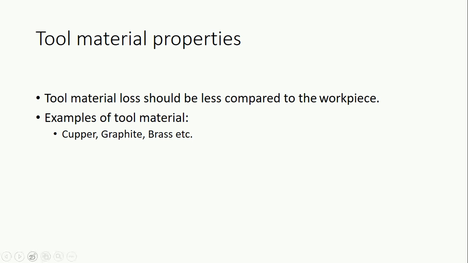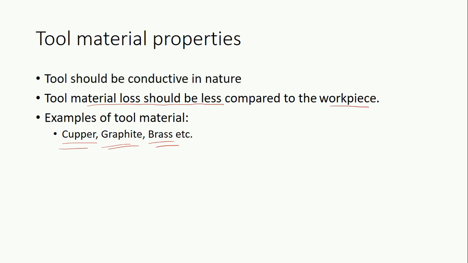Now, what are the tool material properties? We should know it. Tool material should be conductive in nature, and the loss of the tool material should be less compared to the workpiece. Different types of tool material are used. Famous ones are copper, graphite and brass.